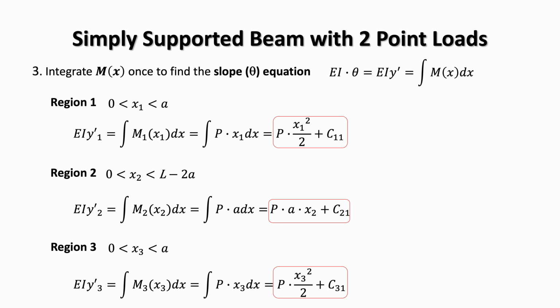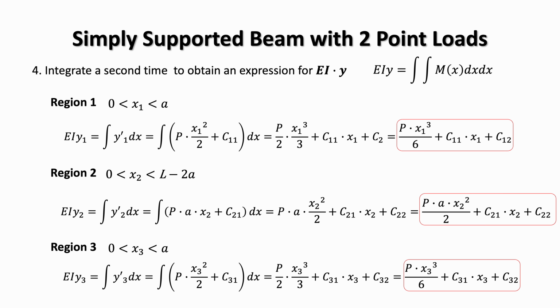The constants of integration are labelled systematically to keep track of both the region and the order of integration. The first index refers to the region number, and the second index indicates that this constant comes from the first integration. For example, C11 is the constant from the first integration in region 1, C21 is the constant from the first integration in region 2, and C31 is the constant from the first integration in region 3.